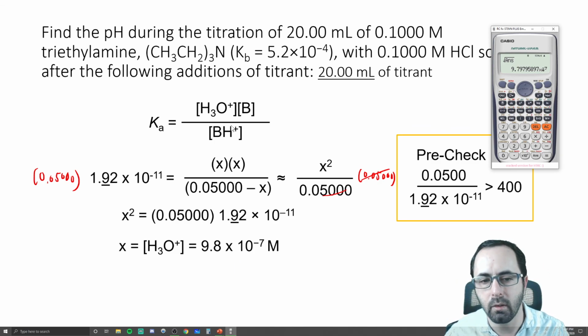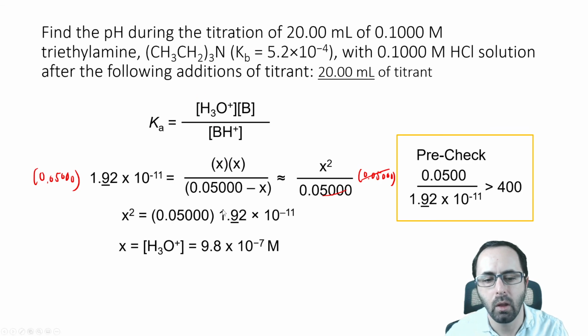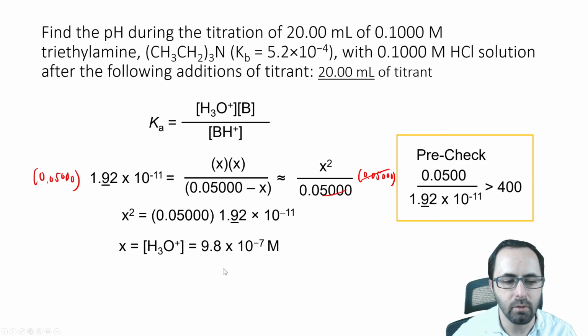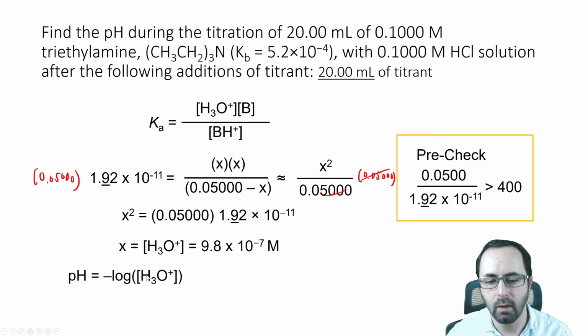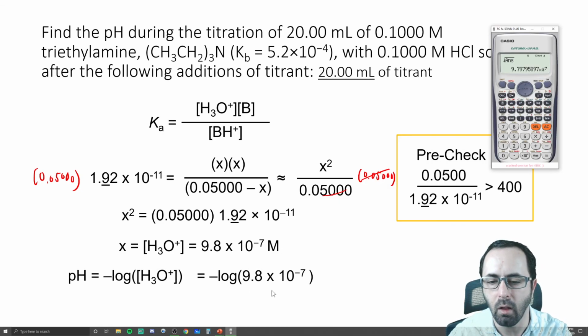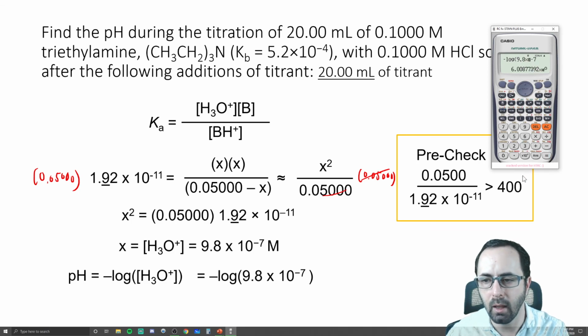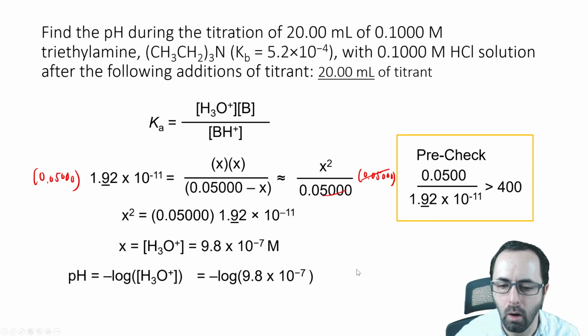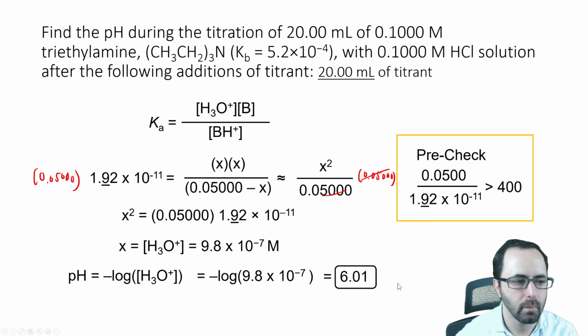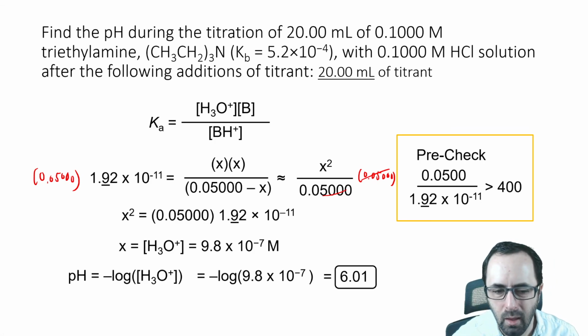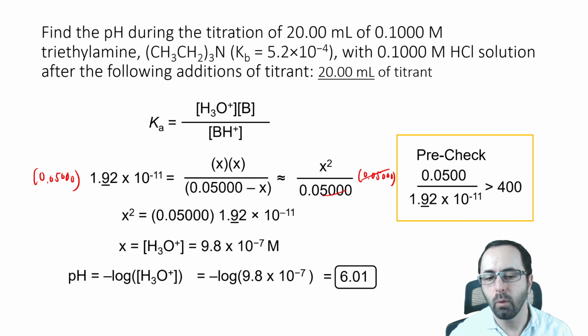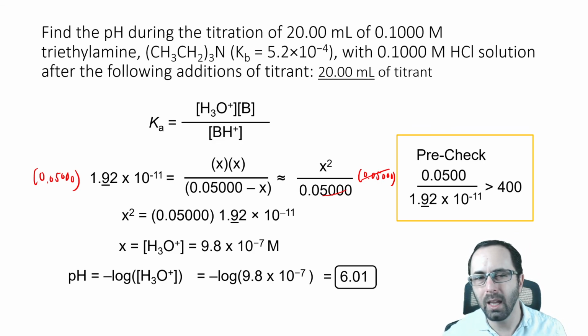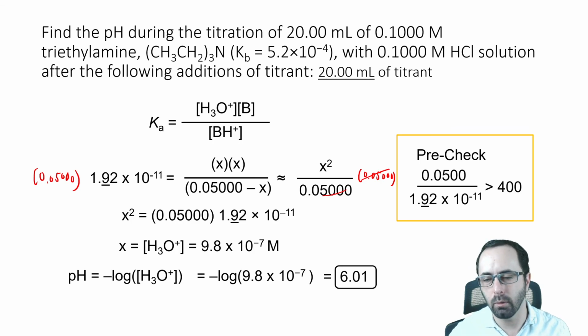And X is the concentration of hydronium, as we see here. So to get the pH, we simply take the negative log of that concentration. The negative log of the hydronium concentration, that is negative log of 9.8 times 10 to the minus 7, and we get 6.01 for our pH. All right, and so now we've determined the pH of this weak base strong acid titration at the equivalence point.